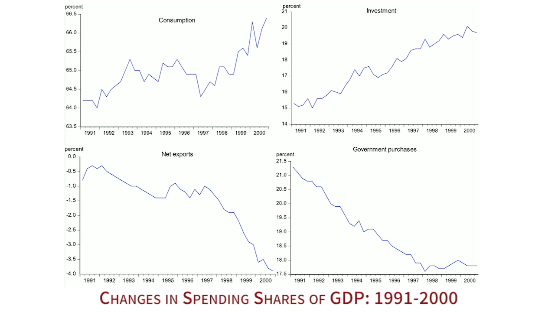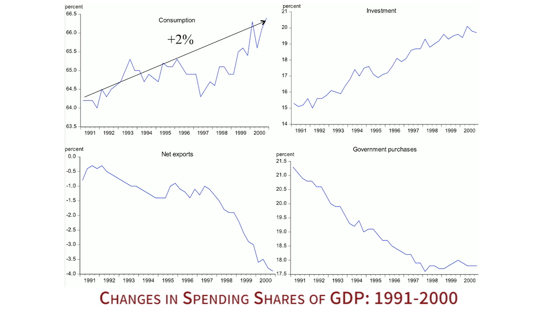Here's an example of what these shares look like in the U.S. economy during the 1990s. The 90s is a good time to look at this because there were big shifts in shares and the economy was operating pretty well at the same time. So you can see on the upper left, it's consumption as a share of GDP, and you can see that's generally rising. You have investment as a share of GDP, that's generally rising. On the lower left, net exports as a share of GDP, that's declining. And government purchases as a share of GDP, declining substantially.